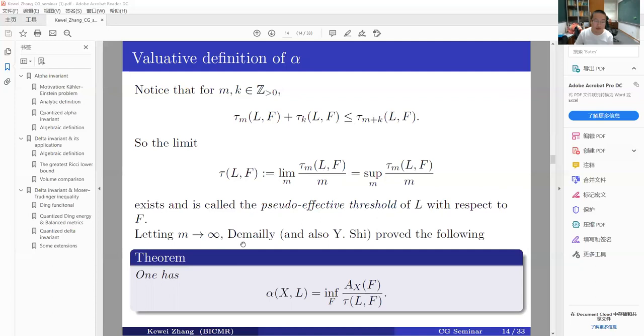Then a result of Ma'i and also Yalongshi says that the alpha invariant of Tian coincides with this valuative formulation. Basically it says that you consider all multiples of your line bundle and you consider all the divisors in the linear system of these multiples, then you measure how bad the singularity can be in all these linear systems.